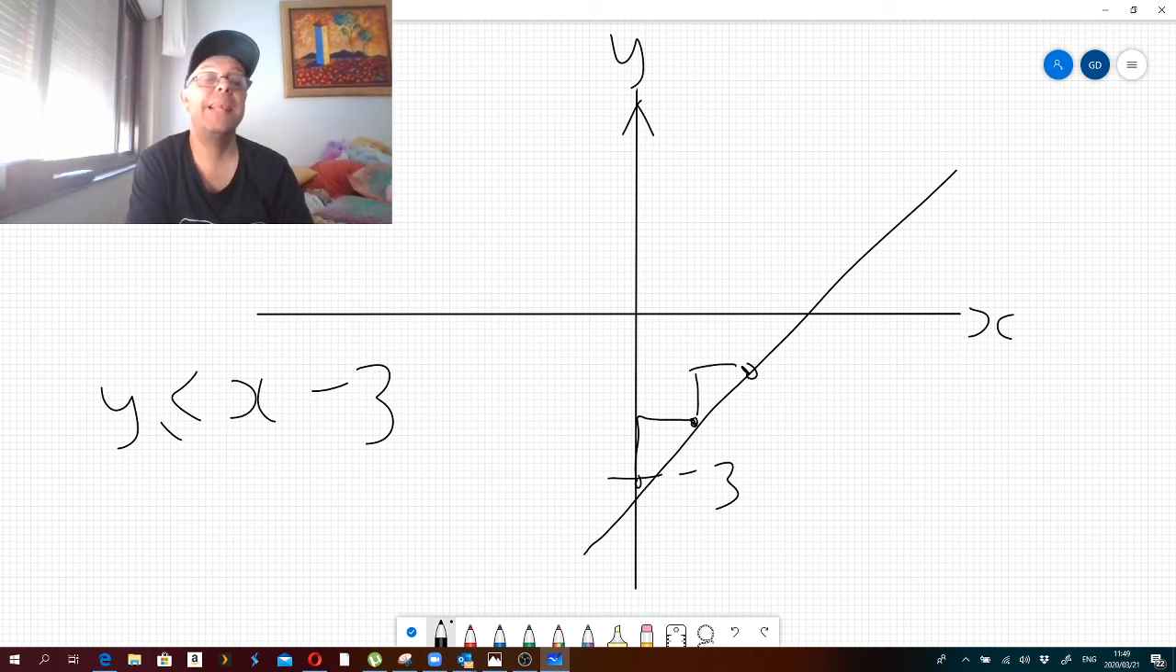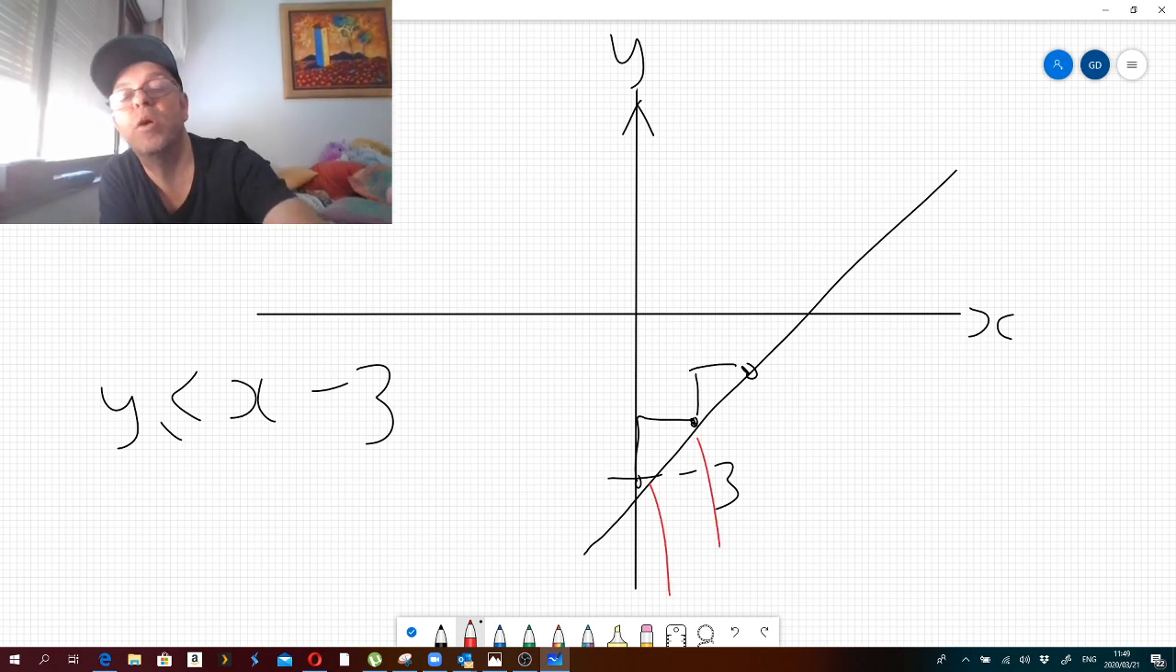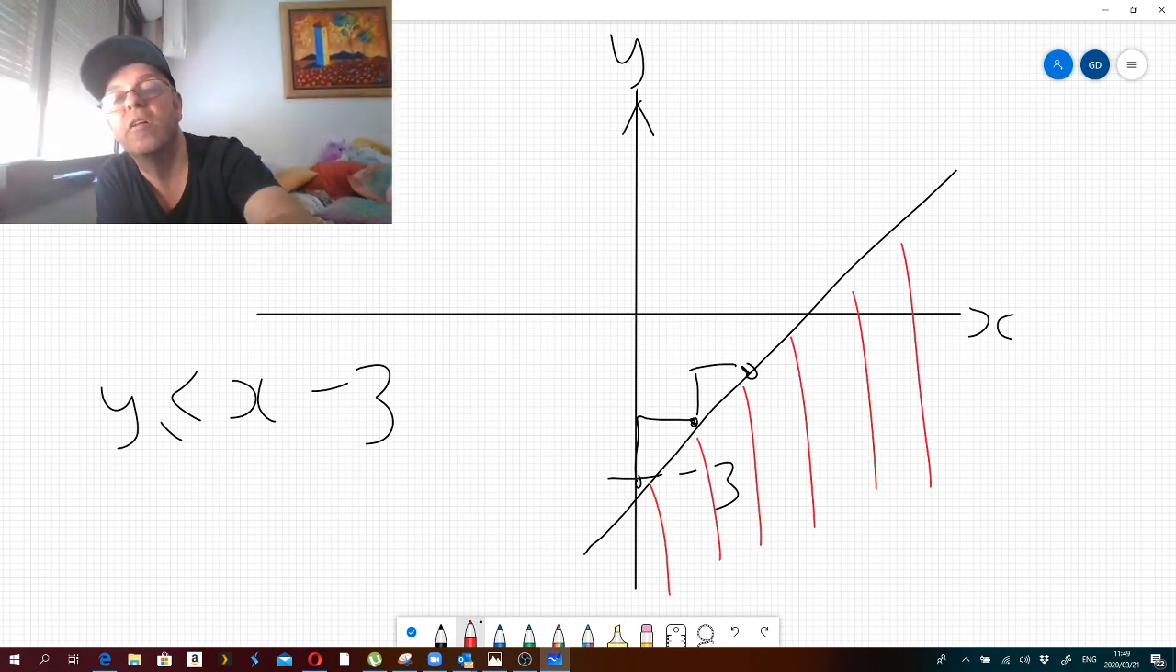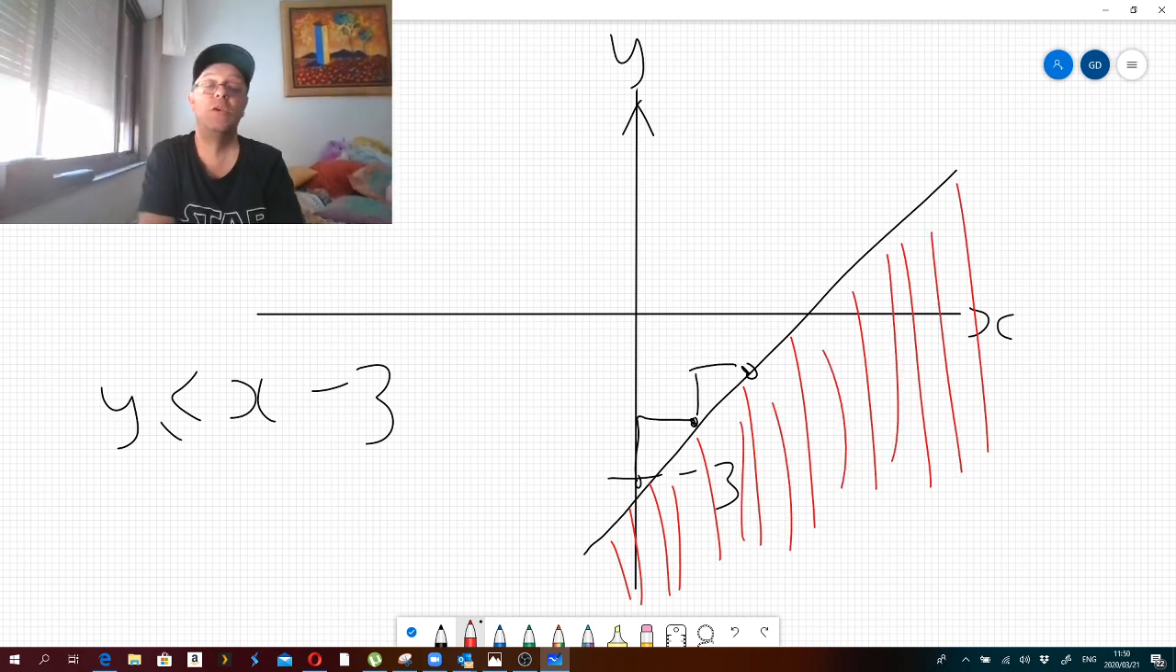Now if y has to be less than x minus 3, it's got to be everything on the bottom end of the line, because it's a less than, it's below that line. And of course, if it's got to be equal to as well, we can leave the line solid. And so we don't need to make a dotted line for this one. Okay. All right, that gives you exercise 14.2.